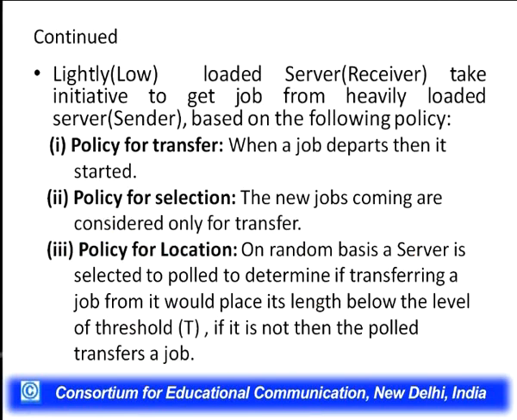Now the lightly loaded server, the receiver, takes the initiative to get a job from the heavily loaded server, the sender, with the following conditions. The first one is the policy for the transfer. When a job departs, then it is started. The second policy is the policy for selection. How can you select it? The new jobs coming are considered only for the transfer. And the third is the policy for locations. On a random basis, a server is selected to poll to determine if transferring a job from it would place its queue length below the level of threshold T. If it is not, then poll for the transfer of a job.